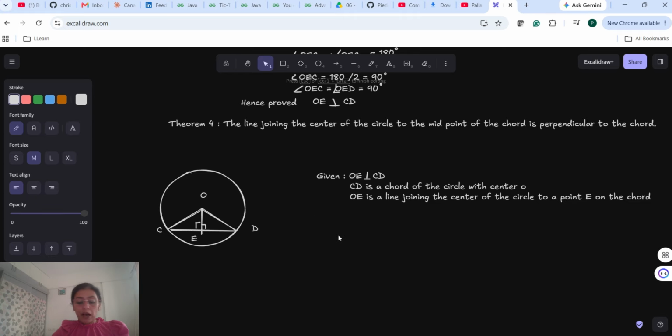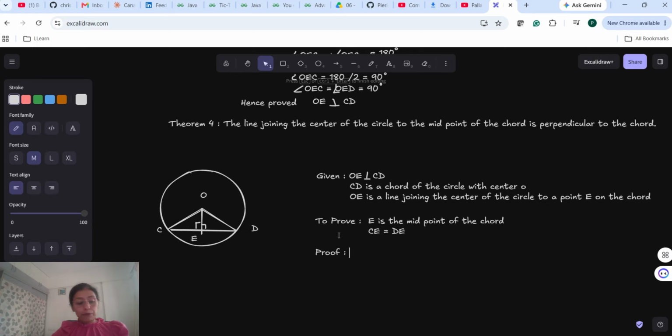And then what we have to prove now is that E is the midpoint of the chord. Or in other words, what we need to prove is that CE is equal to DE. If we prove that CE is equal to DE, it will automatically mean that E is the midpoint of the chord. Let's go to the proof.